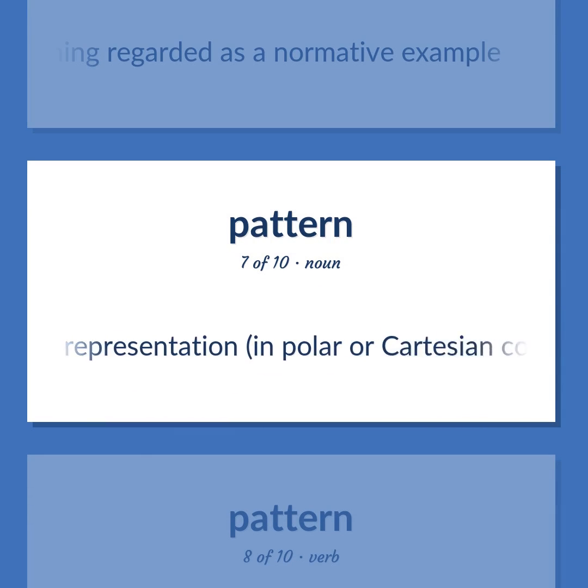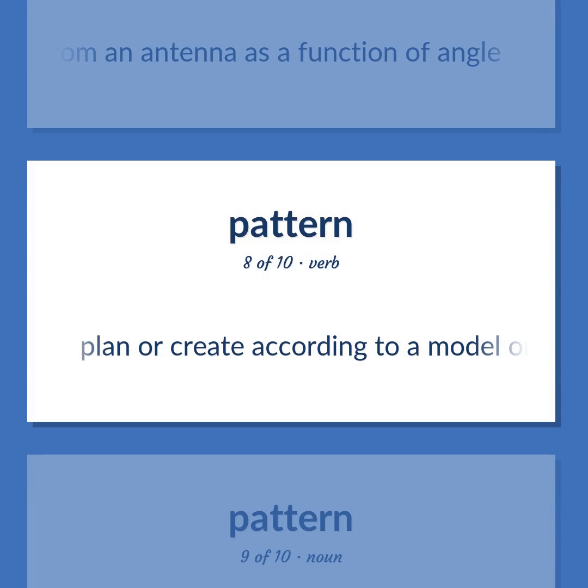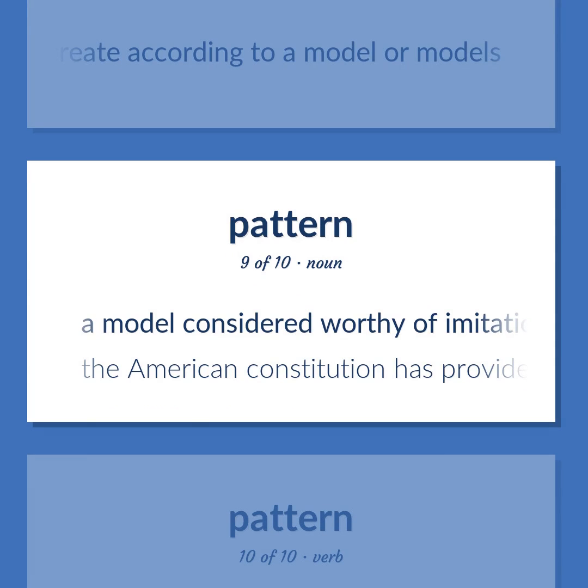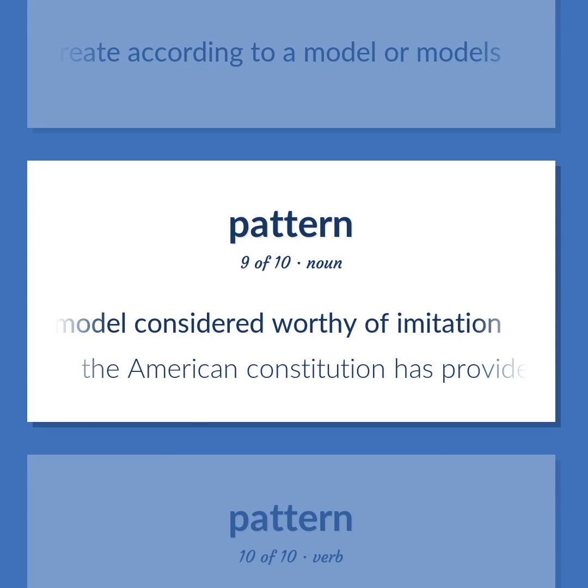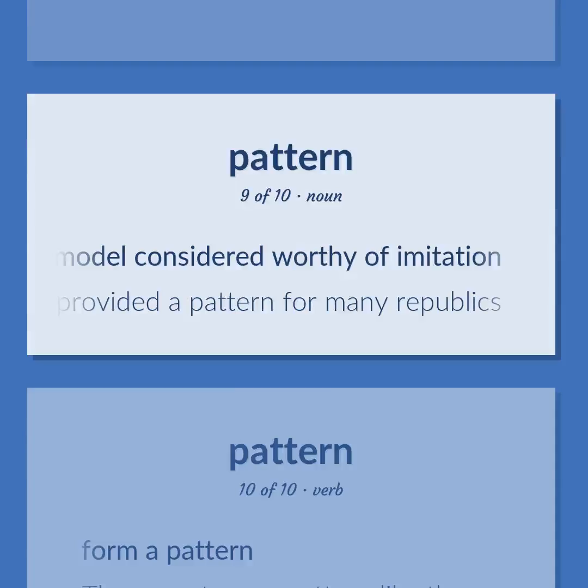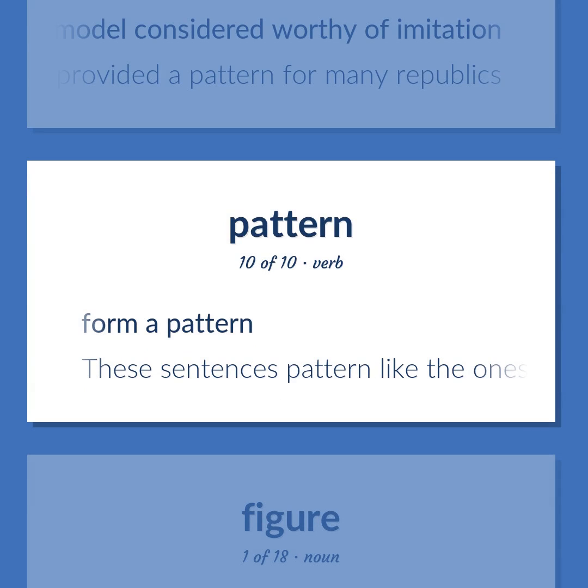Graphical representation, in polar or Cartesian coordinates, of the spatial distribution of radiation from an antenna as a function of angle. Plan or create according to a model or models. A model considered worthy of imitation. The American Constitution has provided a pattern for many republics. Form a pattern. These sentences pattern like the ones we studied before.